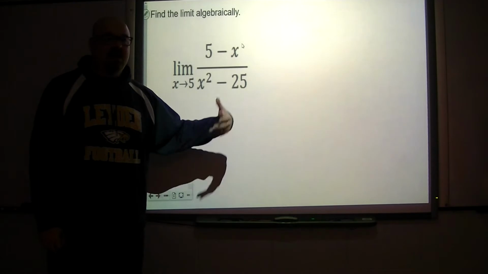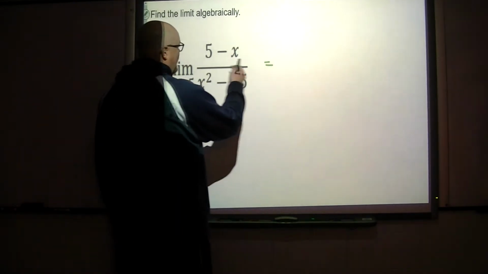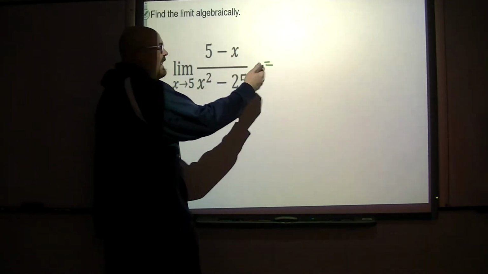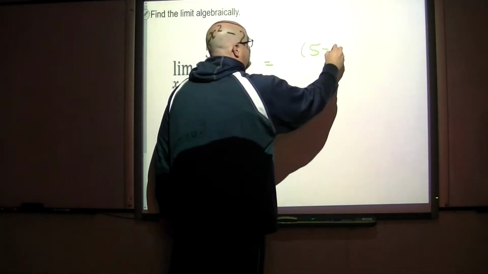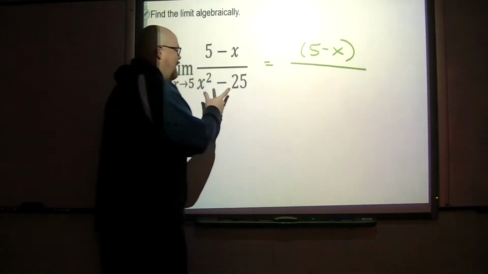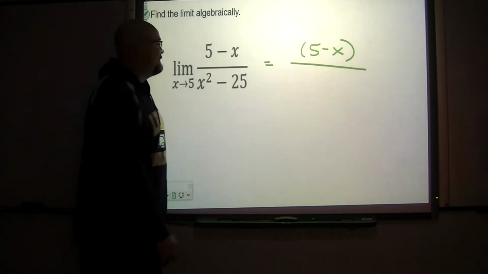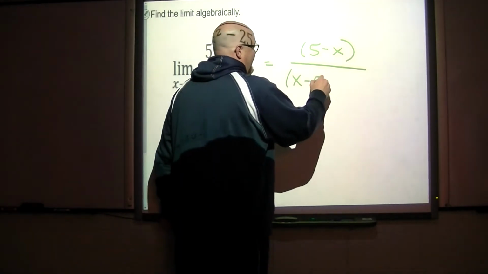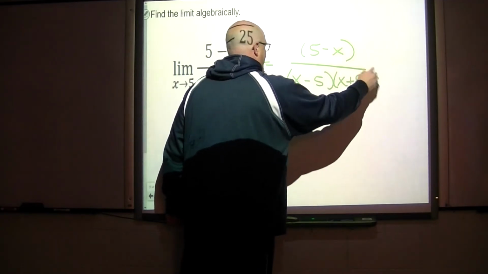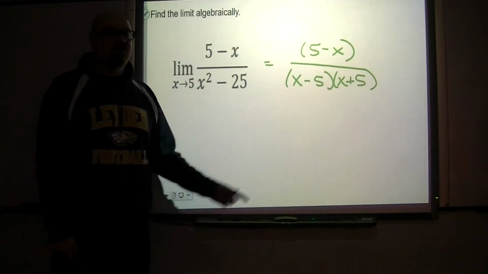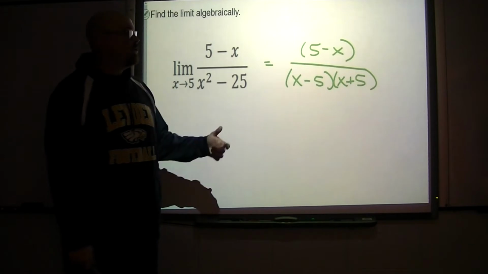Simplified meaning we can factor it and cancel. Now the top doesn't have any factorable expression right now, so that's just 5 minus x. On the bottom, tell me you know what to do with this at this point, right? This is the difference of squares, so we have x minus 5 and x plus 5. Okay, now if you saw the previous video, I showed you what to do with this.